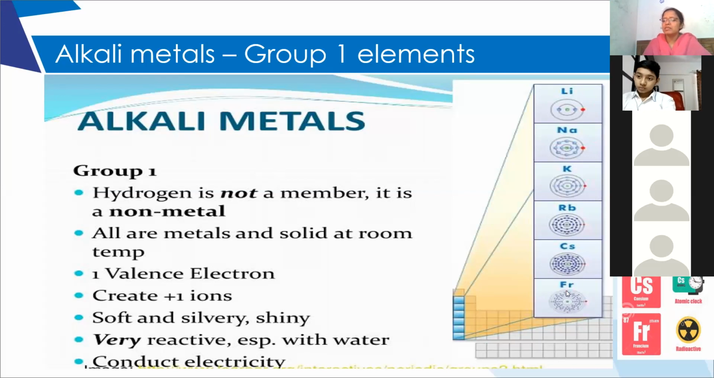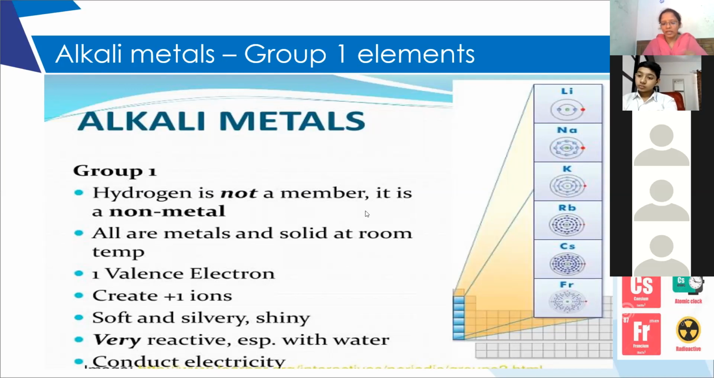Francium also dissolves, but francium is a radioactive element. It does not exist in a stable solid state. Okay, so all the first group elements, when dissolved in water, form hydroxides, and these hydroxides are soluble in water. Therefore, they are called alkali metals. Clear? What is the valency of all these elements?